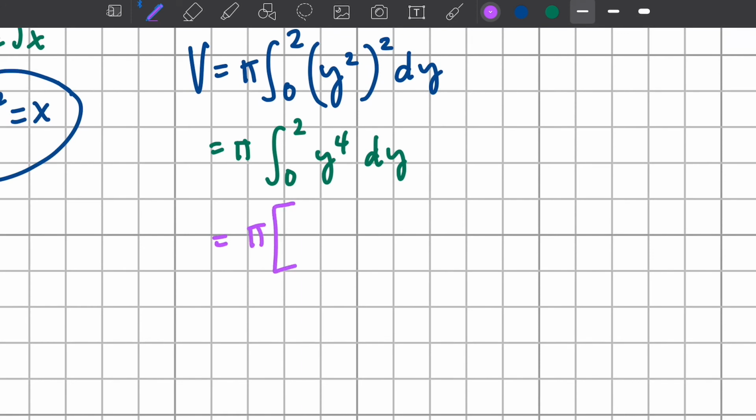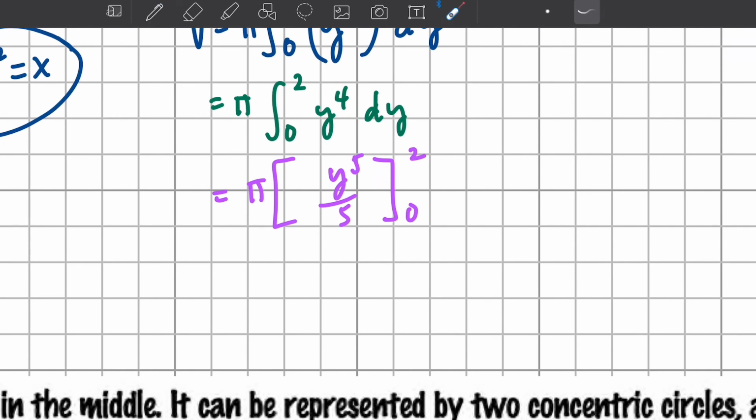Let's integrate. Pi y to the 4th. The antiderivative of y to the 4th is y to the 5th over 5, from 0 to 2. Now, I didn't do this last time, but the function is being divided by 5. So we're going to get this 5 and move it outside. But look at it. It's in the denominator. So therefore, outside, it has to be in the denominator too. So it'll look like this. Pi over 5, y to the 5th, from 0 to 2.